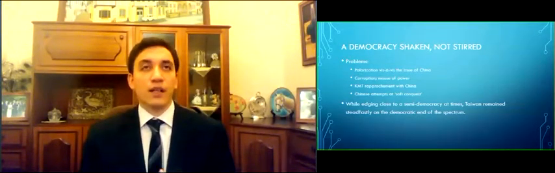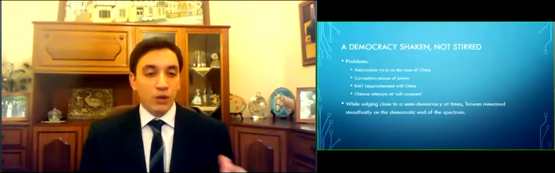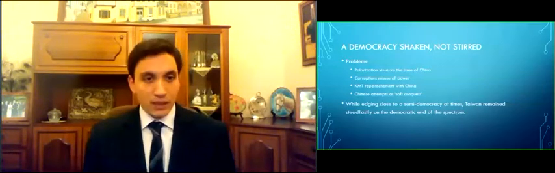Now, this democracy was shaken but not stirred really due to some problems. Firstly, there's a polarization in Taiwan vis-a-vis how to deal with the issue of China, whether to cooperate with China, whether an eventual reintegration with China should occur. There is corruption and misuse of power at significant levels, but not so much more really than most other established democracies.